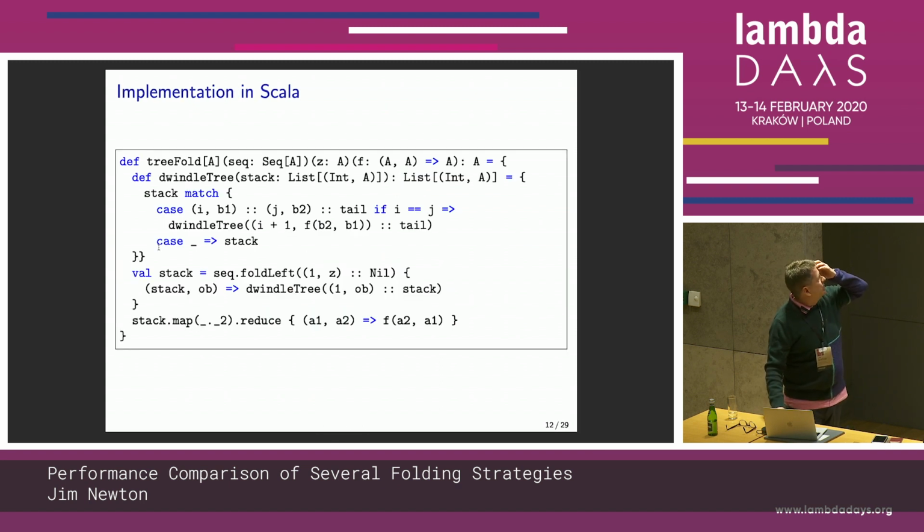There's a little bit of Scala code which handles that, and basically you have some code that consumes the list, hands off to this dwindle tree function which iterates until it's all finished, and then you have a reduce at the end which just mops up the rest.